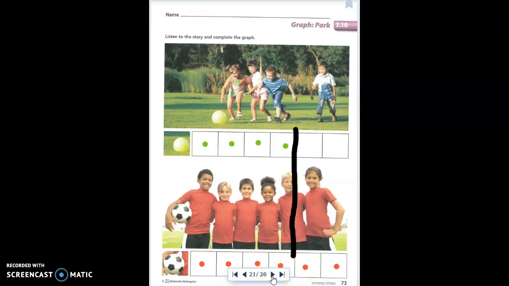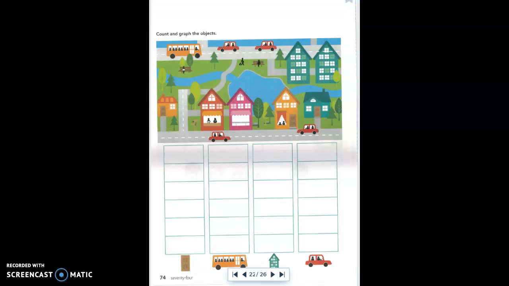All right, let's flip our page over and let's work on the back. We're also completing a graph on this side. This time it says we're going to count and graph the objects. At the bottom, they've given us our key of the items we will be graphing. This time we're going to be graphing vertically. The last graph was horizontal, meaning it was going across. This one's going up and down.